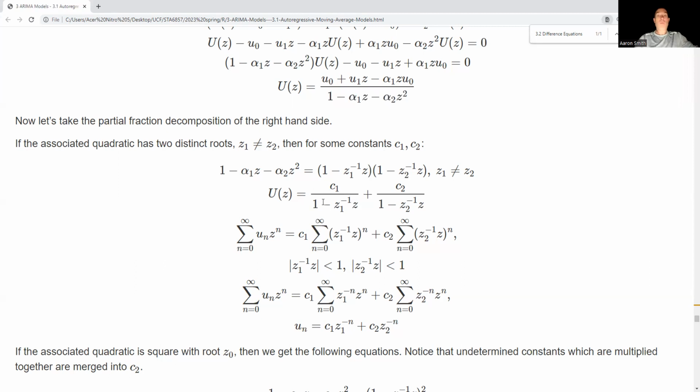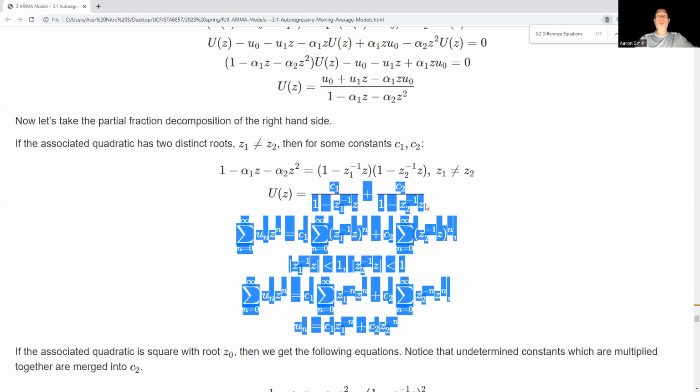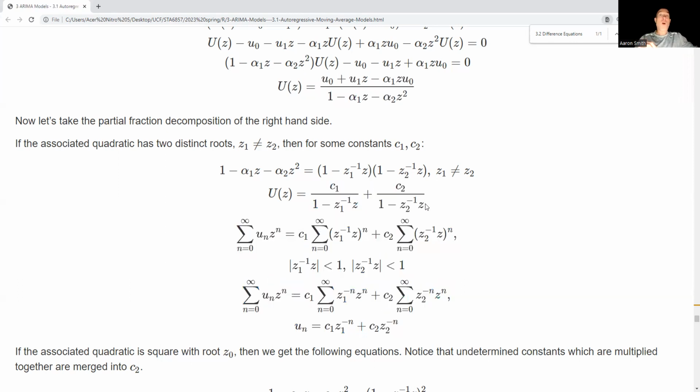Okay, so now I know from partial fraction decomposition that this will have to be equal to something that looks like this. Now, we don't need to know what C1, C2 are at this moment. We're going to figure that out when we figure out the initial conditions. I'm going to get the structure of the model, then I find out what the actual C's are. Well, if I go through and I recognize very quickly that this is in fact geometric, this corresponds to the geometric series.